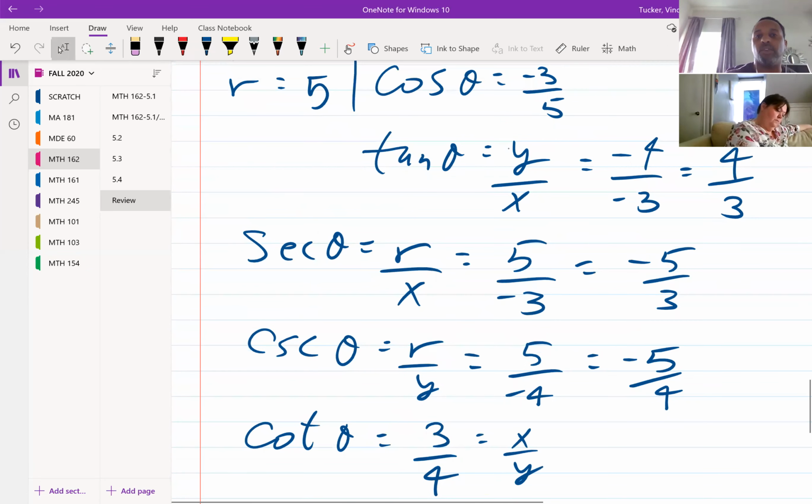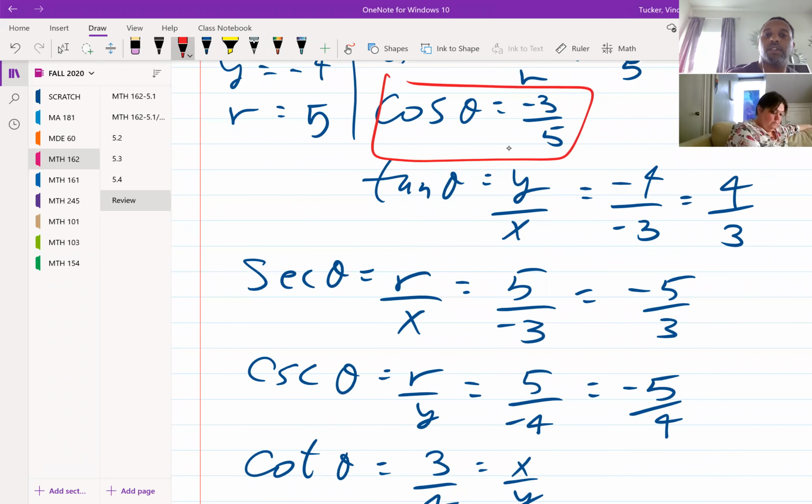So that's why when we go back here, when it gave us cosine, we knew that the negative was going to be given to the x, because that's x over r. We knew that it was -3 over +5, because r will always be positive.